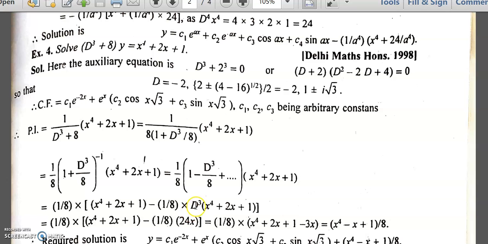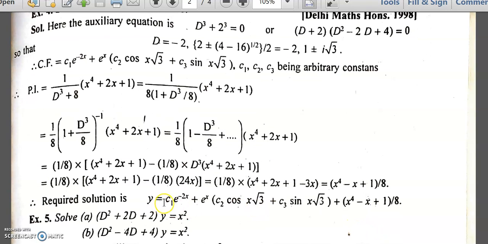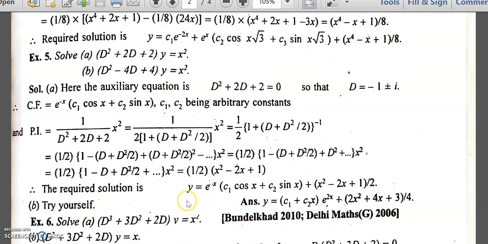Okay, but you see that 1 operating on this will be this term, right? Minus 1 by 8, now D cube of this, D cube means 3 time differentiation. So this time this will be 0, this will be 0, and this will be 24x. Okay, 24x, and all the other terms will be 0. Okay, so you get the final answer as this. So the required solution is y equal to CF plus PI. Okay, next consider another one.